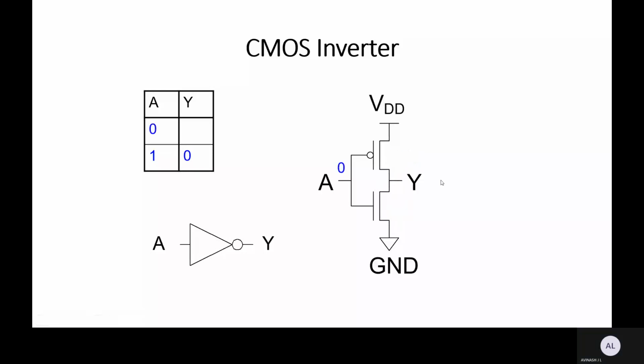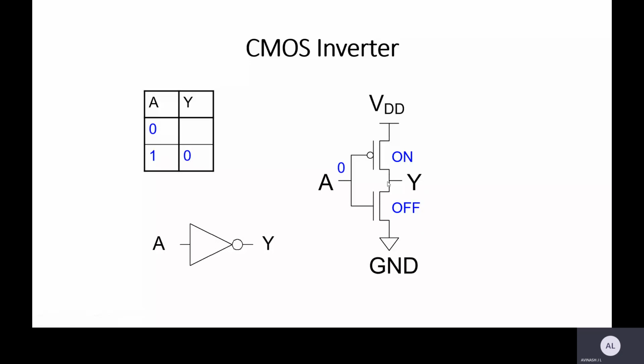That's the thing. Now we'll go to the next condition. We'll pass the 0 to the gate. What will happen when you pass the 0 to the gate? Obviously the PMOS will be on. I'll show you that. You can see that the PMOS will be on and the NMOS will be off. Clear? PMOS will be on and NMOS will be off.